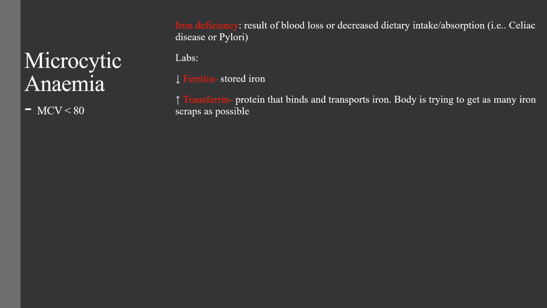You're going to have increased transferrin, which is the protein that binds and transports the iron. So the body is basically trying to get as many iron scraps as possible to help with the production of red blood cells. And then you're going to have a decrease in transferrin saturation. I think these two get a little bit confused. But transferrin saturation is basically how much iron the transferrin is holding. And if you don't have a lot of iron, you're going to expect your transferrin not really holding onto a lot of iron essentially.